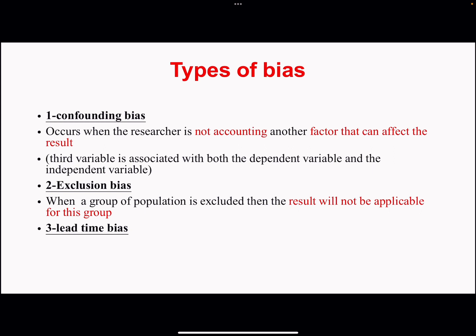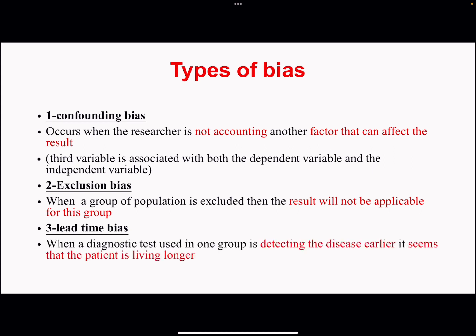The lead time bias. This occurs when a diagnostic test used in one group is detecting the disease earlier. It seems that the patient is living longer. For example, if we are going to do screening for a certain disease by two methodologies, one of these methods is more sensitive than the other, then patients are going to be detected earlier. In this case, if we compare the two groups, we will find that it seems that these patients who are detected earlier are going to have longer life, and this is going to cause lead time bias.